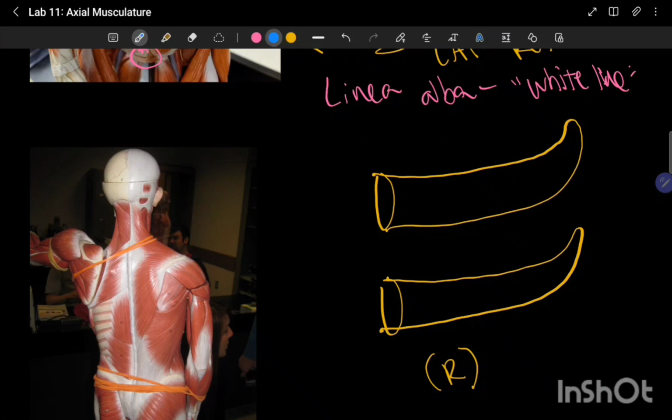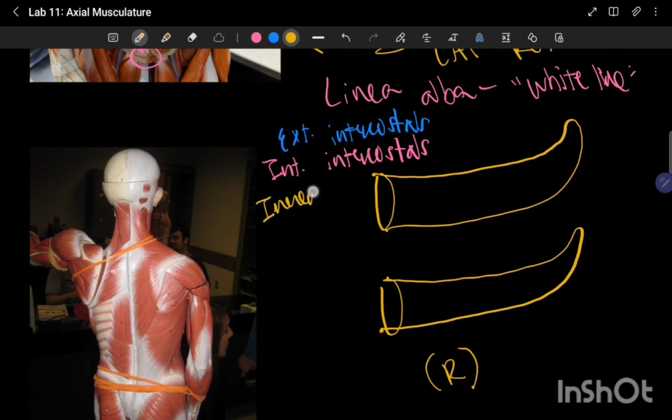And let's go ahead and write out our muscle names here. So we've got external intercostals. We're going to have internal intercostals. And then we'll have our innermost intercostals. So this might show up in lecture.